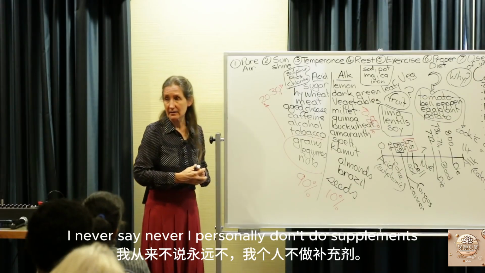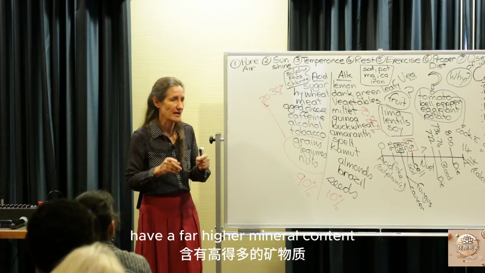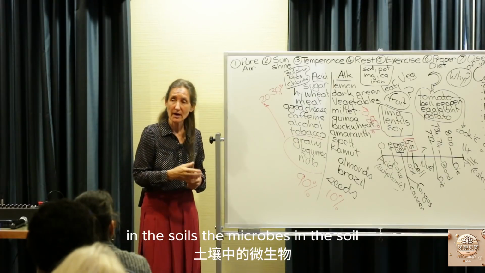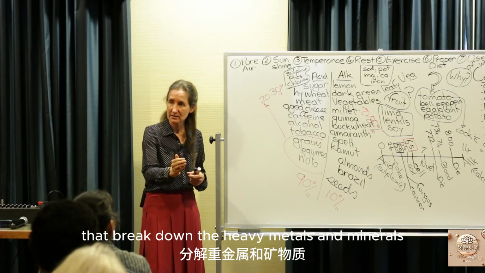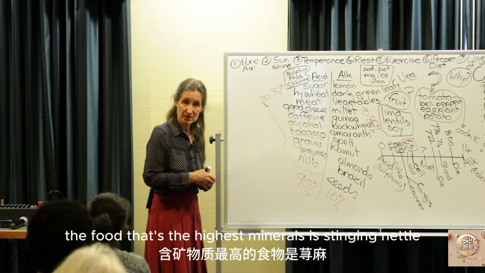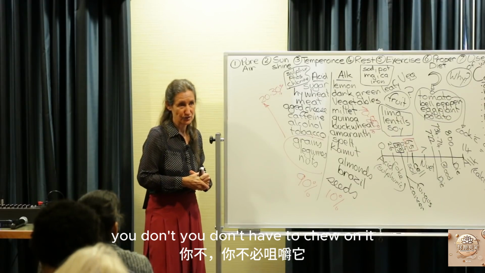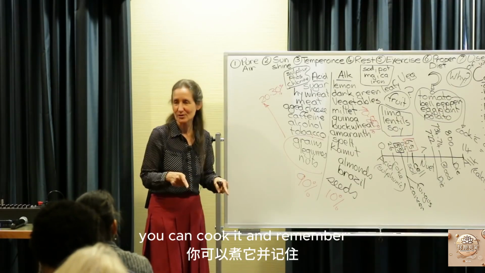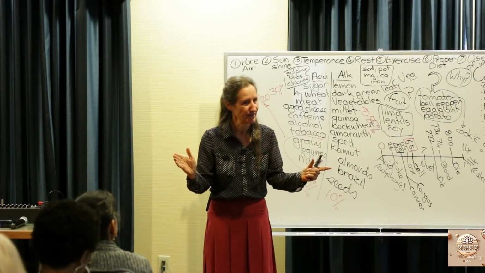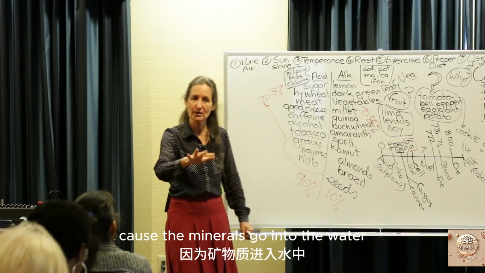I never say never. I personally don't do supplements, but organic fruits and vegetables have a far higher mineral content because they use the microbes in the soil. It's the microbes in the soil that break down the heavy metals and minerals and put them into the plant. In fact, the food that's the highest in minerals is stinging nettle. You don't have to chew on it. You can cook it. And remember, when you cook food, you don't lose your minerals. The only time you lose your minerals is if you throw the water away that you cook them in, because the minerals go into the water.